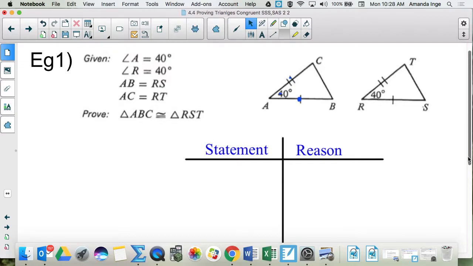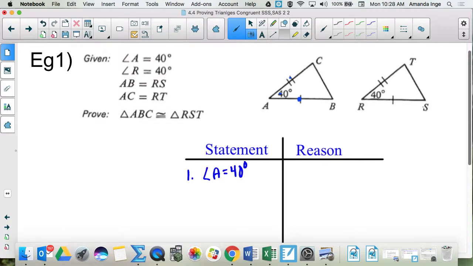So you're given that angle A is equal to 40 degrees and angle R is equal to 40 degrees. So this angle is equal to that angle. So angle A is congruent to angle R. Substitution.